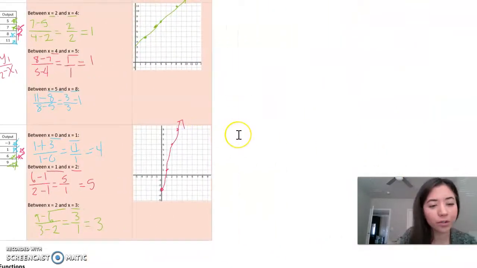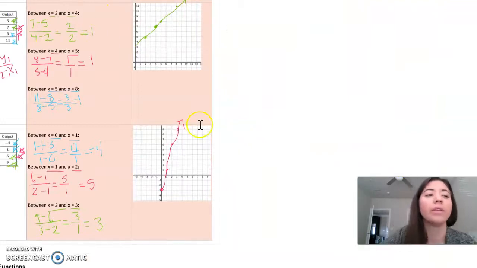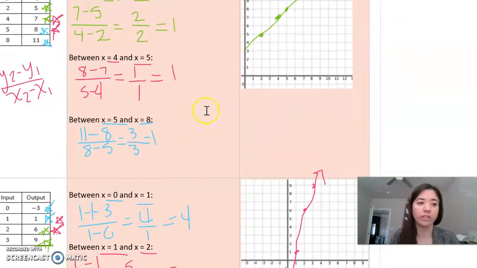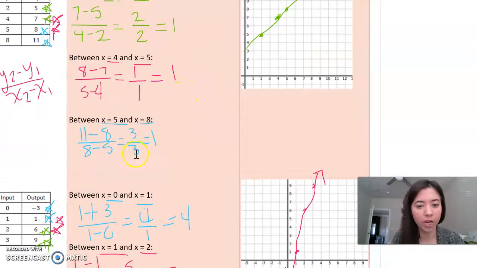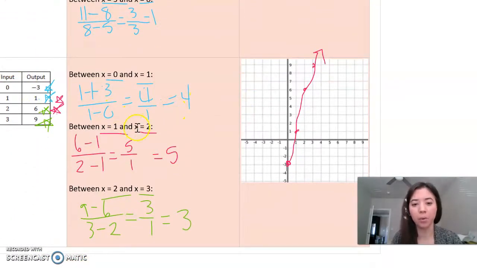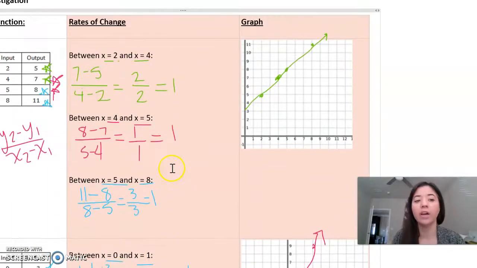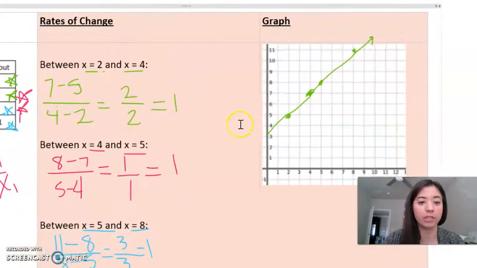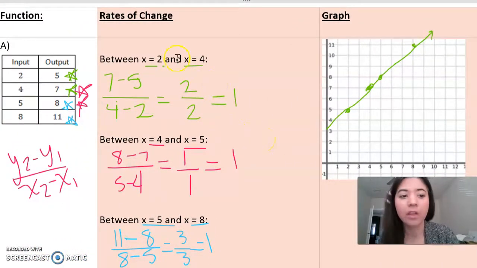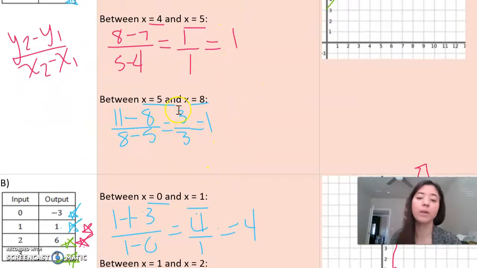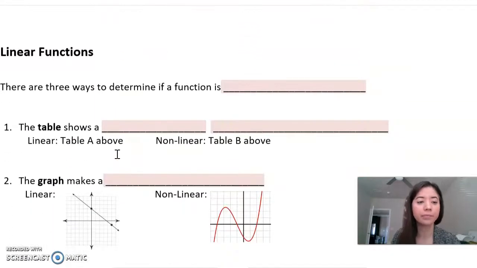Okay, so the one here that makes a straight line, no questions asked, is A. So the difference here is that A, you can see the rates of change are constant. We have a 1, a 1, and a 1, versus this bottom one where we go 4, 5, 3. And that's one of our rules we're going to talk about today. For tables, in order to determine if it's linear, you need to calculate the rate of change. If your rate of change is the same every time, that means it's linear, it's going to be a line.